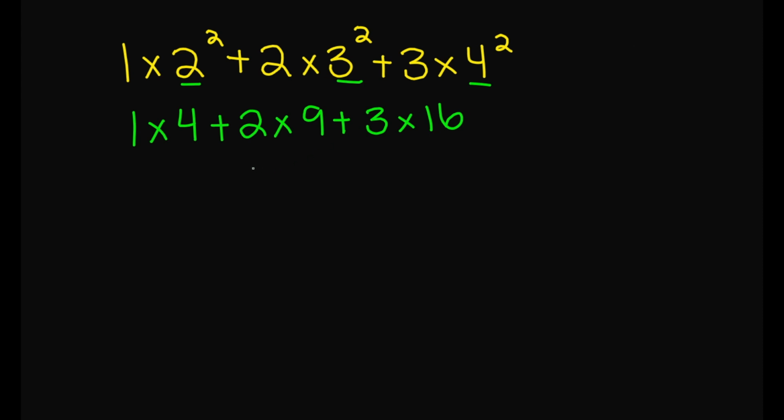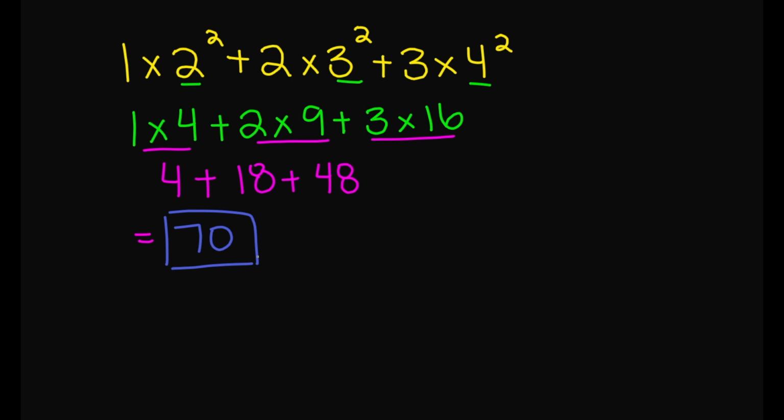Now we're going to multiply before we add. So 1 times 4 is going to be 4, plus 2 times 9 is going to be 18, plus 3 times 16 is going to be 48. Now we're going to add. So 4 plus 18 plus 48 gives you 70. So your final answer here is 70.